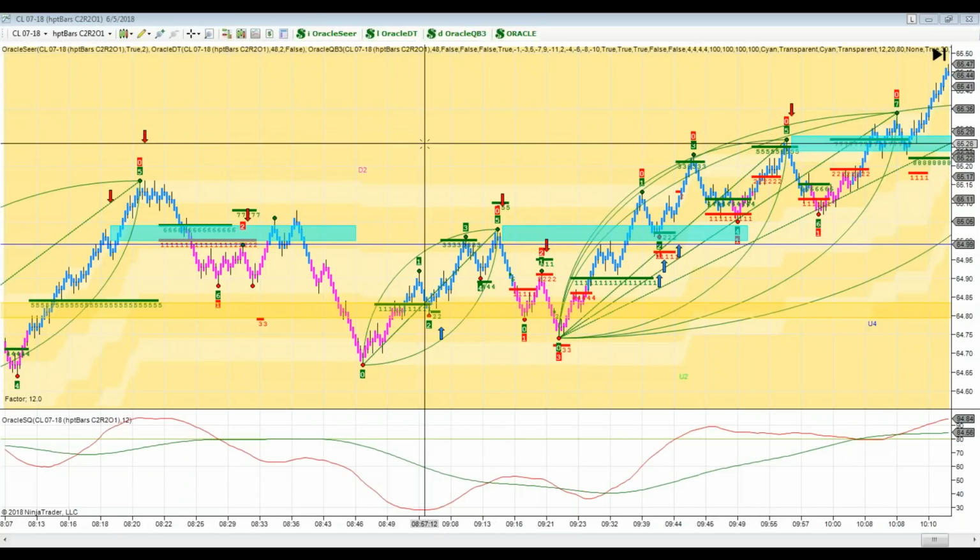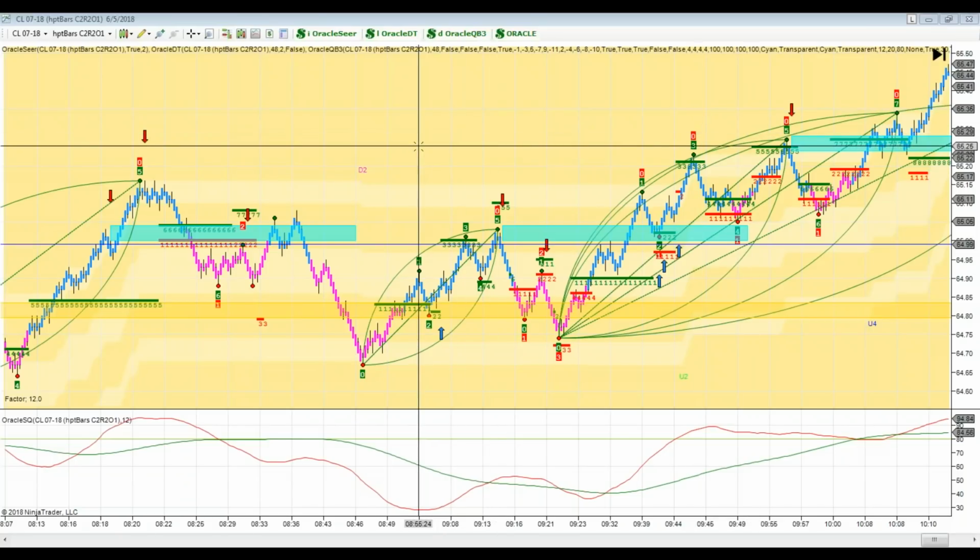So thanks for watching. Again, if you haven't watched the prior video on how to trade the Wave 5 setups with the cyan band, I urge that you do that. And you can see that when you combine the two, you get a very robust way to trade these markets. It makes you a complete trader.